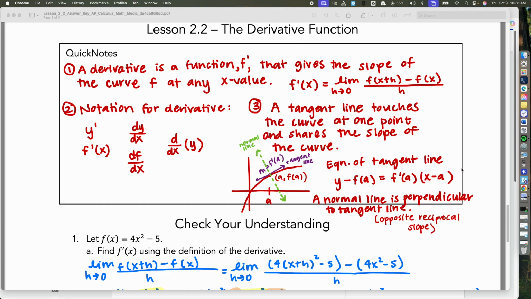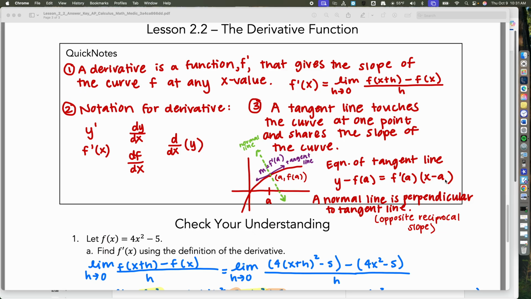To be able to write the equation of a line, we need slope and a single point, A, F of A. So this is point slope form. There's two ways you can write the answer, but I'll just not discuss that part yet. I don't want to throw too much at you at once. This is y minus y1 equals m times x minus x1. But using calc notation, it'll be written like this.